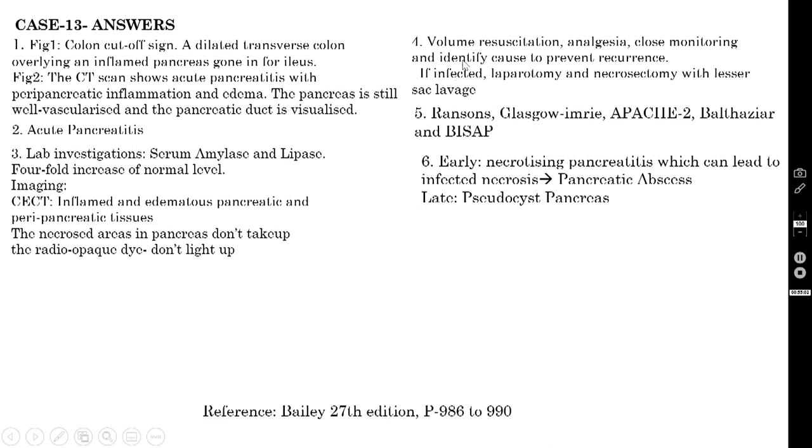How will you manage initially? Volume resuscitation, analgesia, close monitoring, and identify the cause to prevent recurrence. If infected, then only you have to do laparotomy and necrosectomy with lesser sac lavage, continuous drainage or lavage. What are the different scoring systems you know? Ranson's, Glasgow-Imrie, APACHE II, Balthazar, and BISAP. Among all these, BISAP is the best one because immediately you can say whether your patient is having a very severe problem or not by BISAP. Because the other methods, you have to wait for 48 hours.